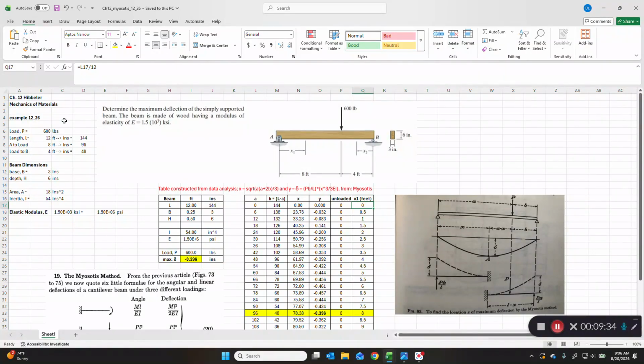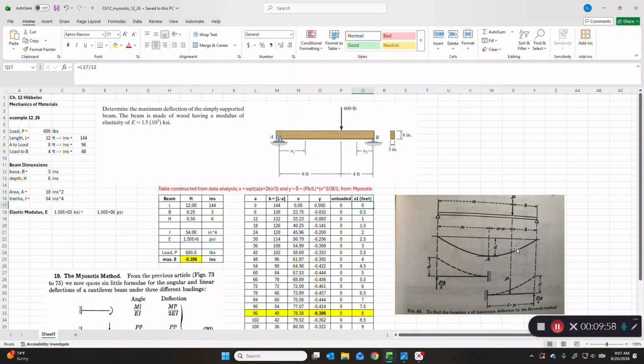But in our case, in this example from Hibbeler, example 12-26, I believe, the load is here. And so the load is about 2/3. It's 12 feet long. And so you've got the load 2/3 of the distance from A to B, 8 feet. Okay, it's a 3 by 6 beam, so you can see that cutaway on the right. The elastic modulus is given. It's made of wood. What's the maximum deflection?